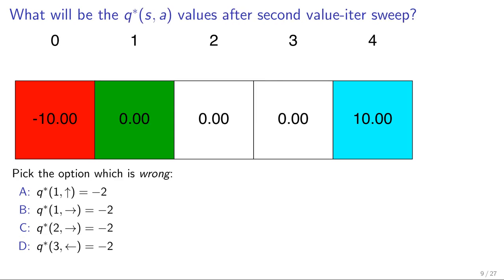So this is yet another way, and we're asking about the Q values. Pick the option which is wrong. So I start a new poll and then I continue talking for a little bit.